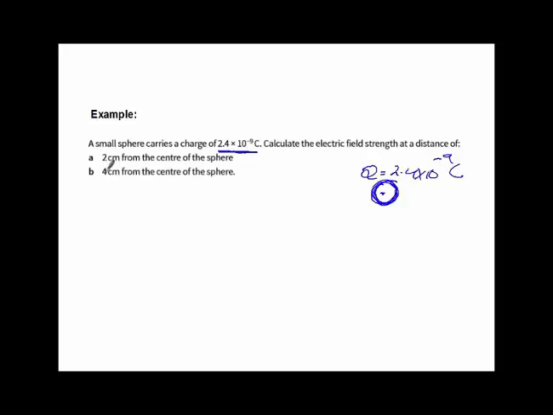Before going to these calculations, now we have E equal to KQ over R square. So it is very clear here that E is directly proportional to Q, and it is inversely proportional to R square. That means if R is increasing, E will decrease, as we have seen before for the force.